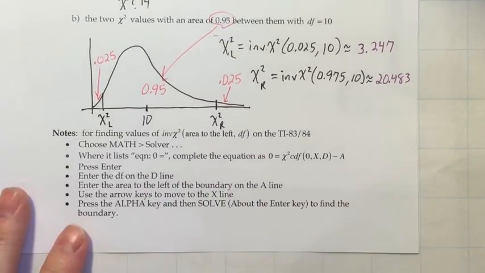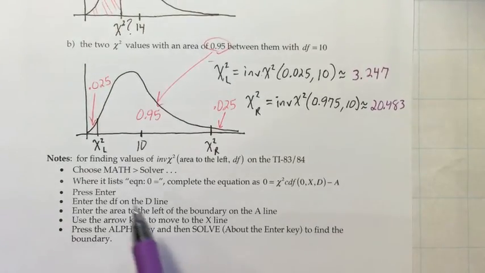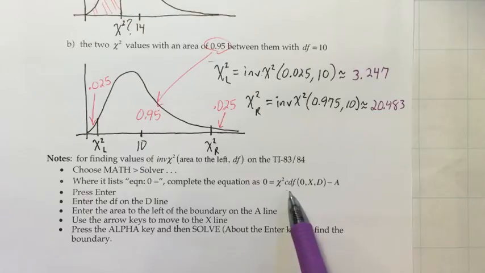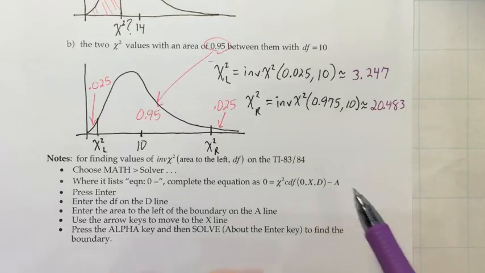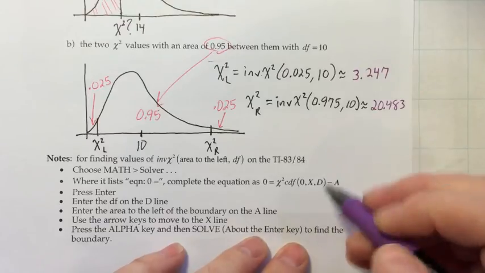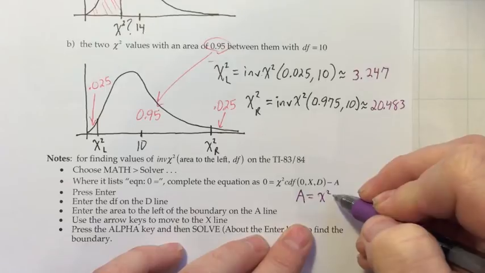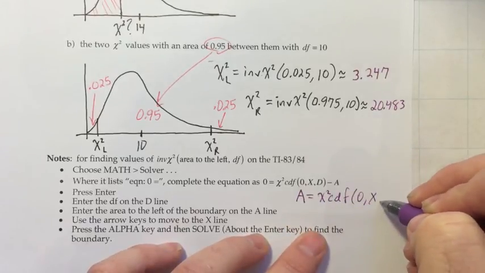All right, so filling in the calculator notes for you here, because that is the tricky piece on this. The first time you ever set this up, you have to go into Math and Solver. It's going to say equation 0 equals, and you complete that equation as chi-squared CDF from 0 to x with degrees of freedom d, and then minus a. The reason we do the minus a is if you added a to both sides, this would say a equals chi-squared CDF from 0 to x with d.